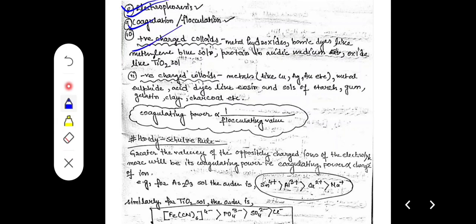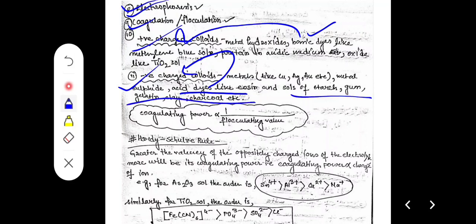So for negatively charged colloids, there is an excess of anions, and that's why they are negatively charged. These include metals like copper, Ag, Au, metal sulfides, and acid dyes. Remember that basic dyes are categorized as positively charged colloids, so acidic dyes are definitely the opposite, that is, negatively charged colloids. There should be no confusion. Others include salts of starch, gum, gelatin, clay, and charcoal.